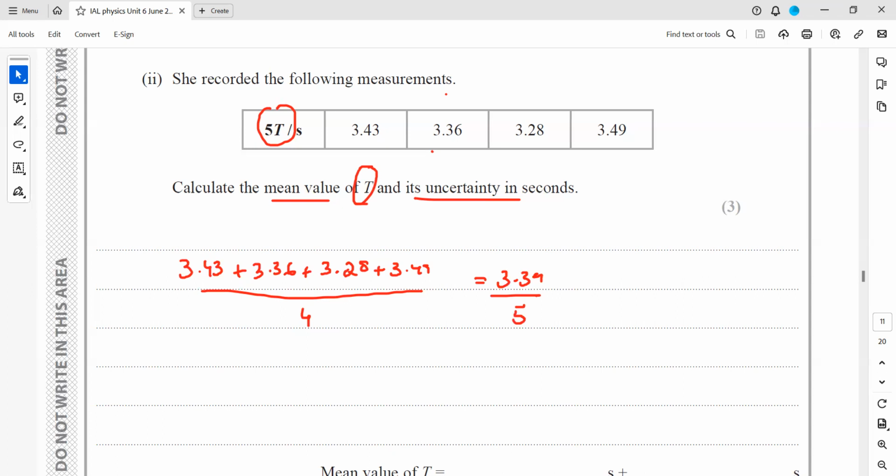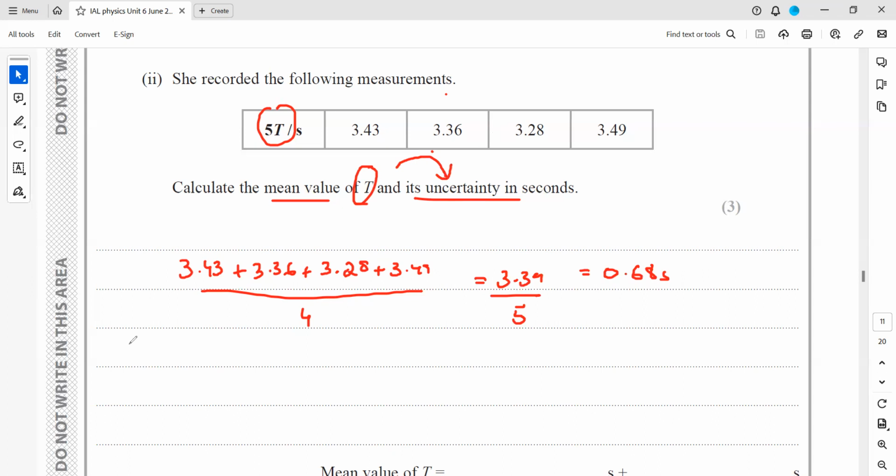So divide this value by 5, you will get 0.678. Because all the answers are to 2 decimal places, it will be 0.68 seconds. So that is the average for one oscillation. Then for the uncertainty of a group of data, how do we work it out? We need the uncertainty in T as well.